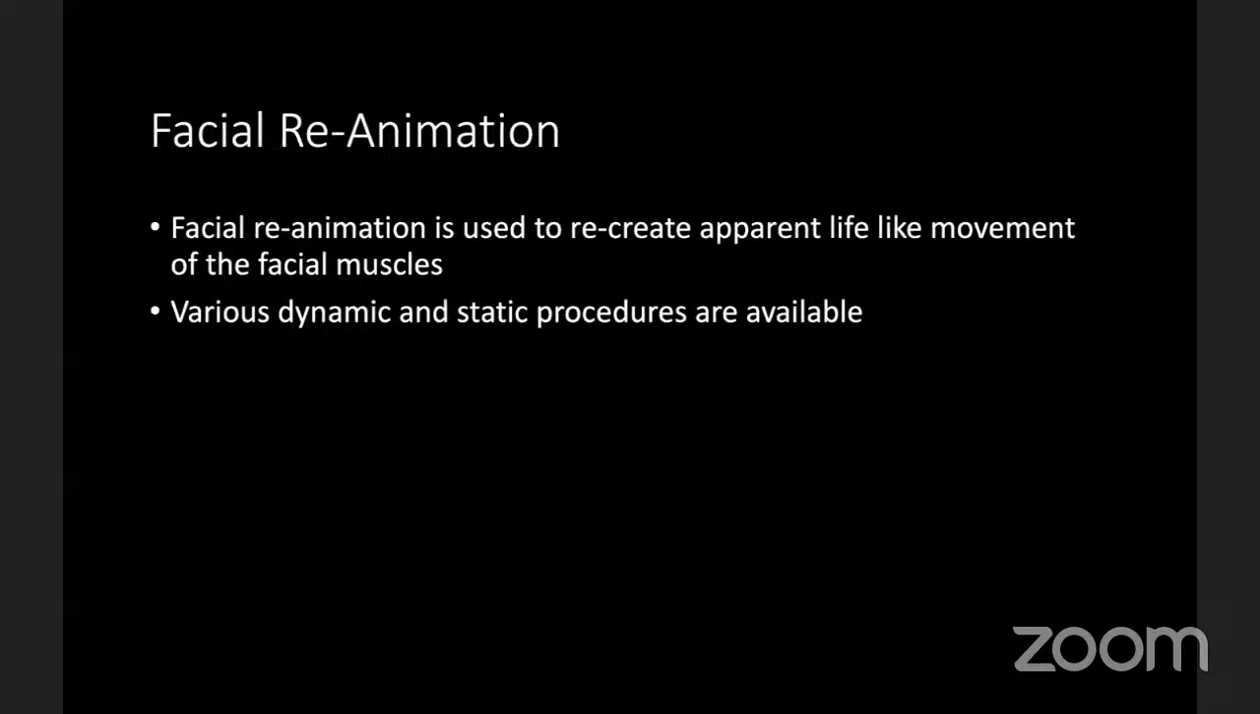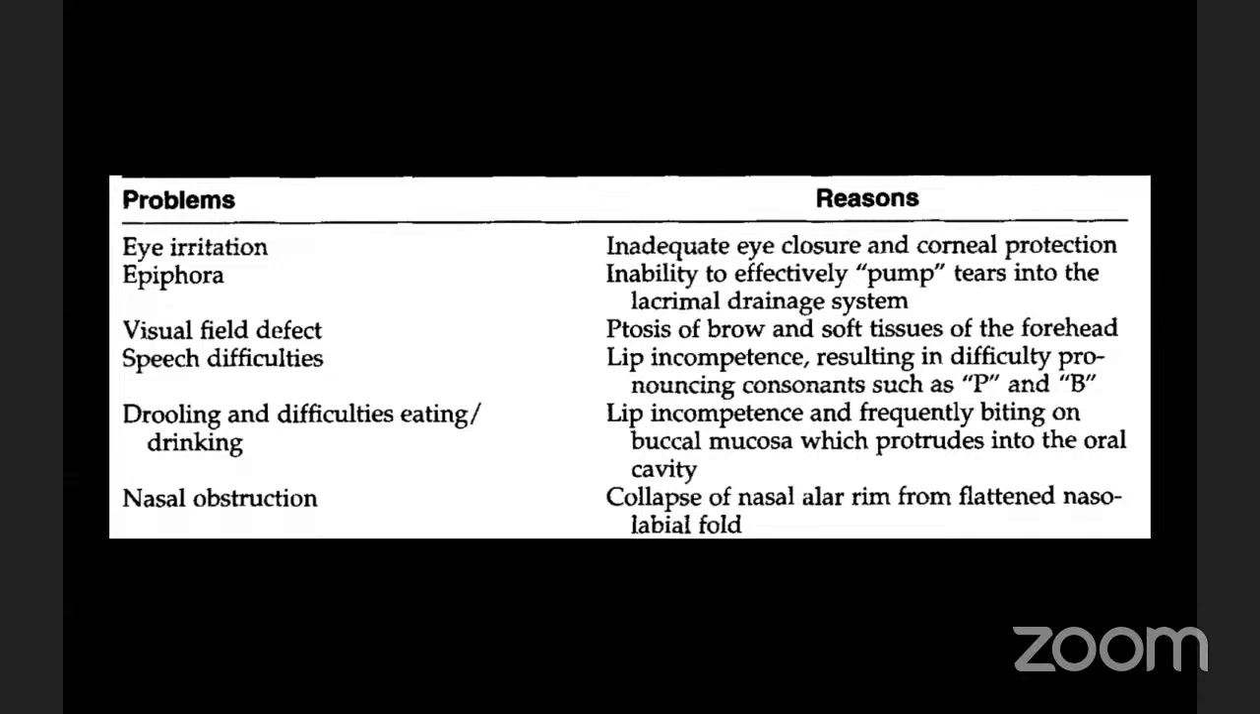Now, the description of facial reanimation is that facial reanimation is used to create apparent lifelike movement of the facial muscles. Remember the word apparent and lifelike movement. Sometimes you will be able to re-innervate the distal branches and the individual end muscle plates or the effector muscles, but sometimes we have to mimic that movement through different reanimation procedures. And there are various dynamic and static procedures that are available. So what are the problems with facial palsy?